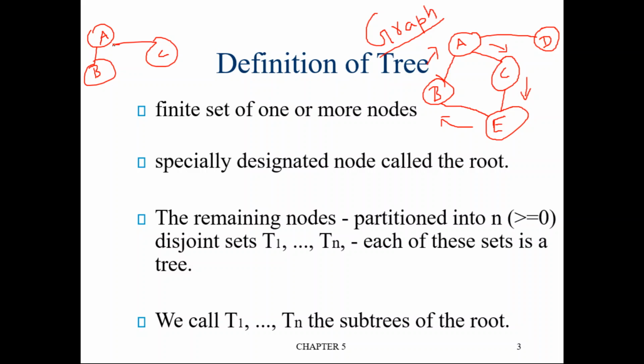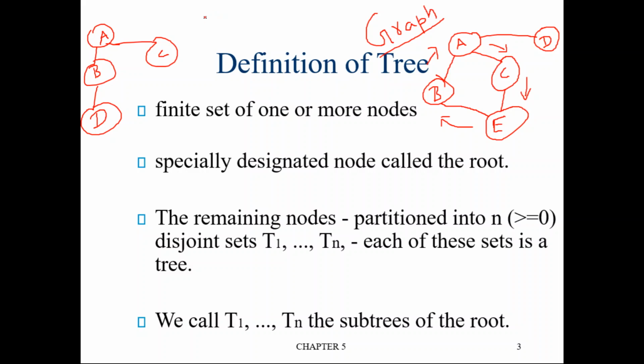This is a tree, this is not a graph. In a tree all nodes should be connected. For example, say this is a valid tree because there are no cycles. There are no cycles, so it is a valid tree.